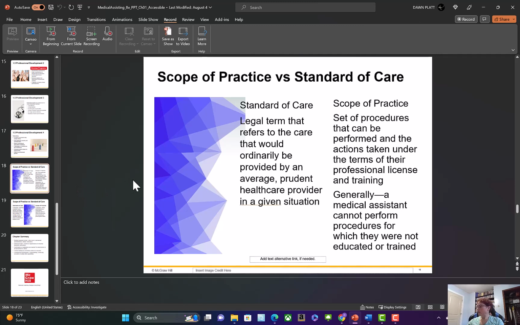Scope of practice and standard of care. So in your book, it's going to talk about scope of practice versus standard of care. It's really important that you understand the difference between scope of practice and standard of care. So let's read this. Standard of care is a legal term that refers to the care that would ordinarily be provided by an average, prudent healthcare provider in a given situation. Pretty simple. But the scope of practice is a set of procedures that can be performed and the actions taken under the terms of their professional license or training.